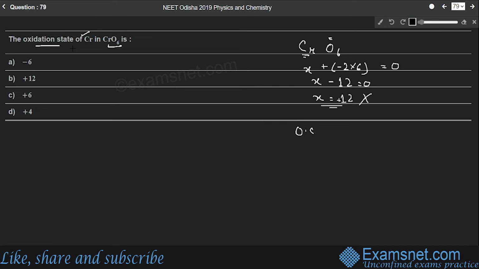Okay, so oxidation state of chromium cannot be more than plus 6. Therefore, this method is not valid here. Okay, so we'll use some other method. So for that, let's draw the structure of CrO6. This is chromium. Now we have 3 oxygens here. So 6 oxygens in total. So 3 on the one side and 3 on the other side.